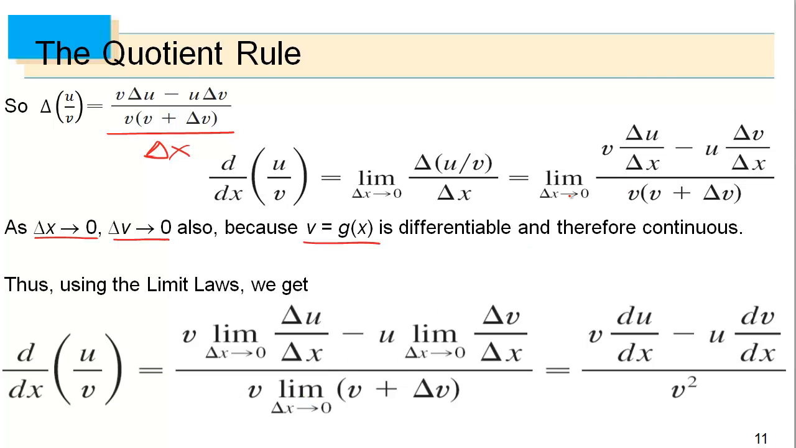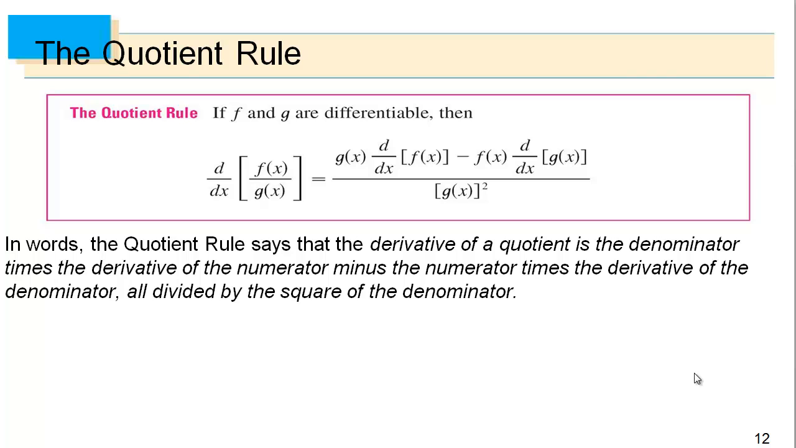Again, we can pull this constant out. On the top, this piece here is just the derivative of u with respect to x. This piece here is the derivative of v with respect to x. And on the bottom, as delta x goes to 0, this goes to 0, and we just get v times v for v squared. And ta-da, we have the quotient rule.